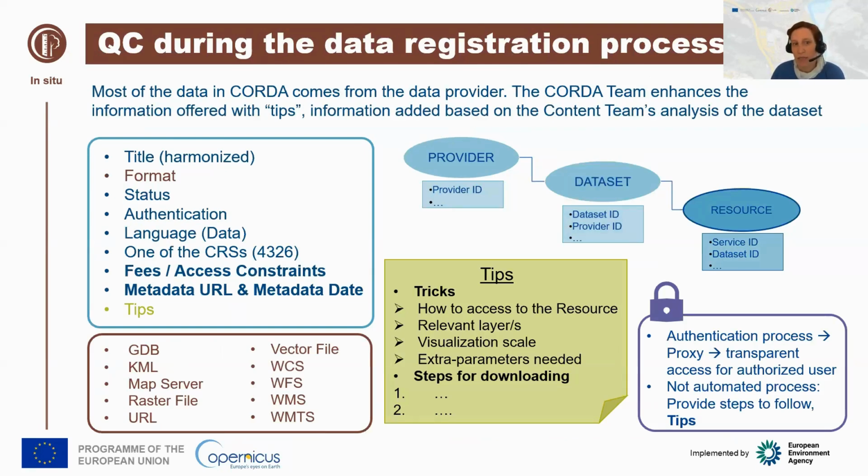So each resource is linked to a dataset, providing access to the data described within it. In the blue rectangle, you can see the attributes of the resource category in CORDA. As mentioned, most of the data in CORDA is sourced from the data provider. In the brown rectangle, you can see the formats offered in CORDA. In this case, Atom is not included, but Atom is as well. But if the resource has a URL format, it indicates that a human interaction is required to access the data.